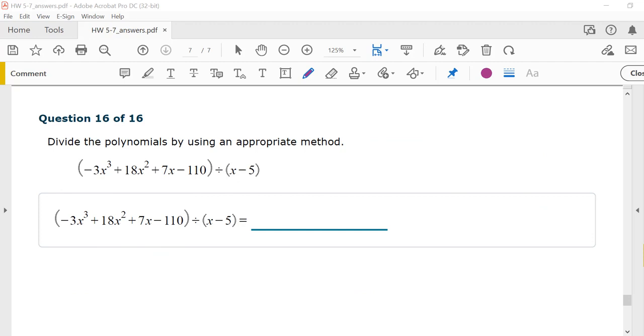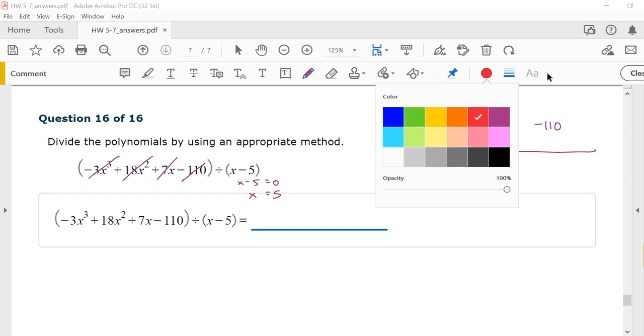Number 16, divide using an appropriate method. I like synthetic division. I think it's pretty quick and simple. So I'm going to use that. X cubed, the number out front is -3. For x squared, the number out front is 18. For x, the number out front is 7. And the constant is -110. For the half box, if I set x minus 5 equal to 0, I get x equals 5. So I'm going to put 5 in the half box.